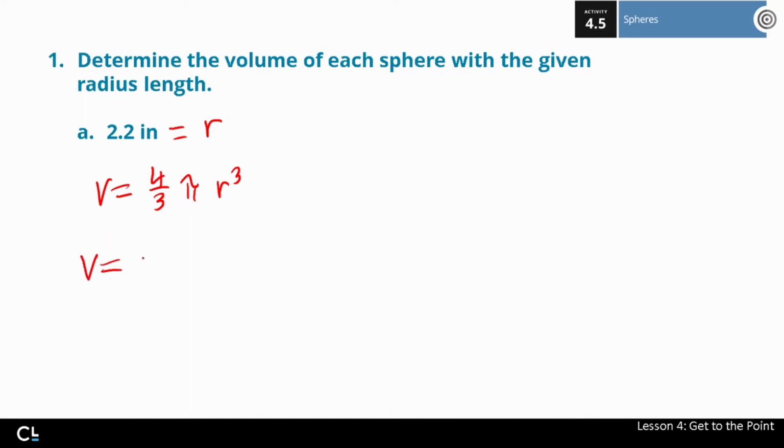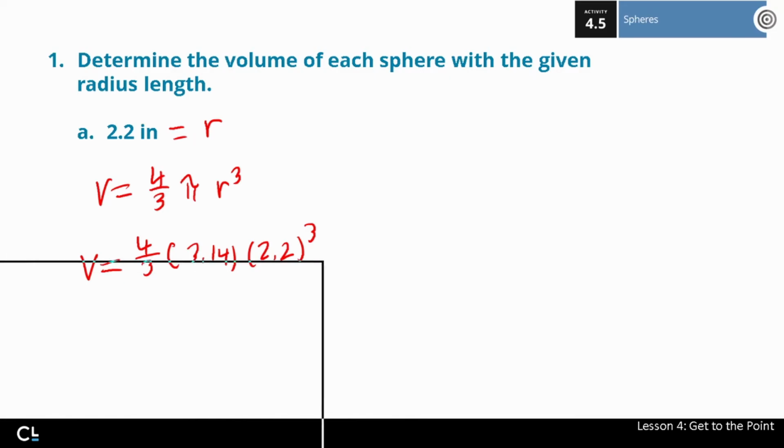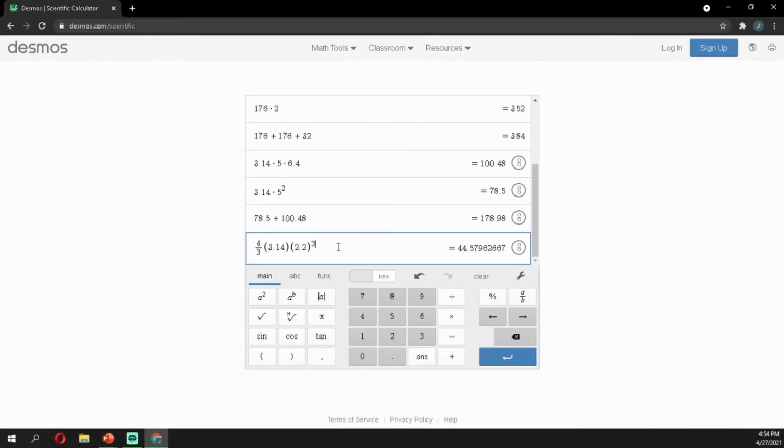We're going to get V equals 4/3 times 3.14 times, what is my r? 2.2 cubed. And once again, on Desmos, you could type it in and it will look exactly like this. So you do 4 divided by 3. You click out of the fraction, open parenthesis, 3.14, close parenthesis, open parenthesis, 2.2, close parenthesis, and then you just click the A with the little B and type in your 3. So it should look something like this right here.